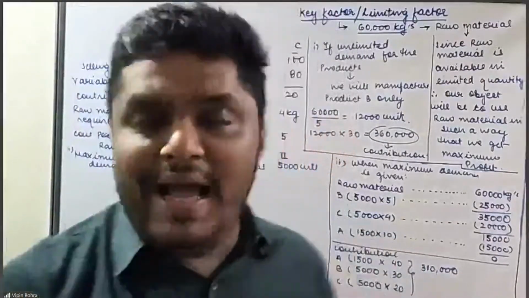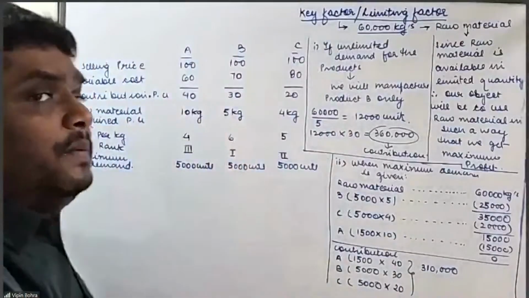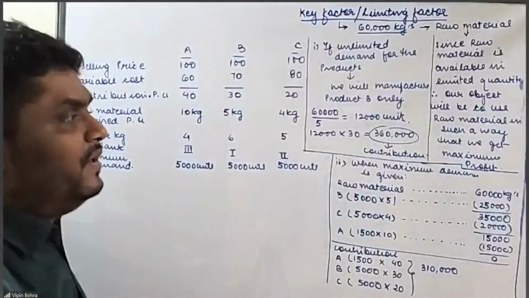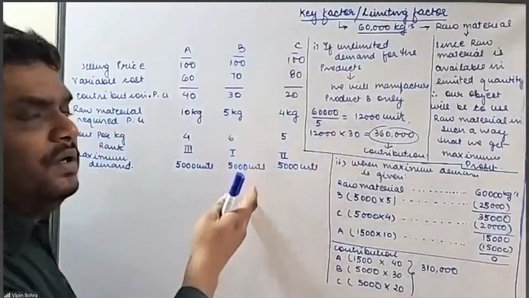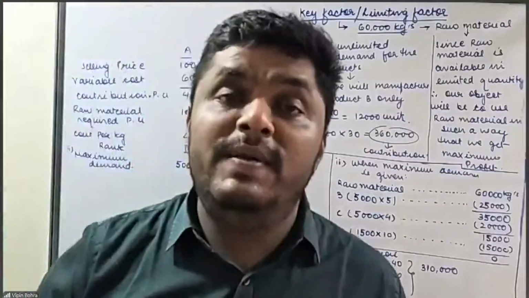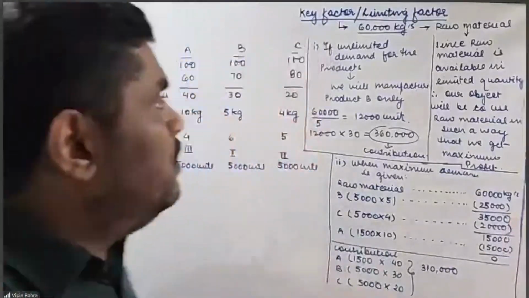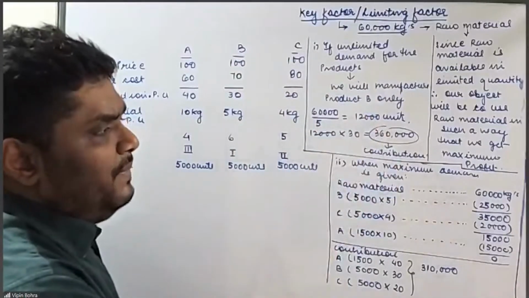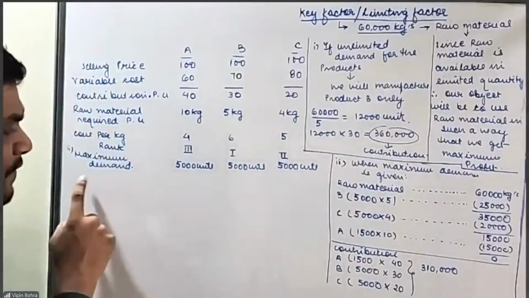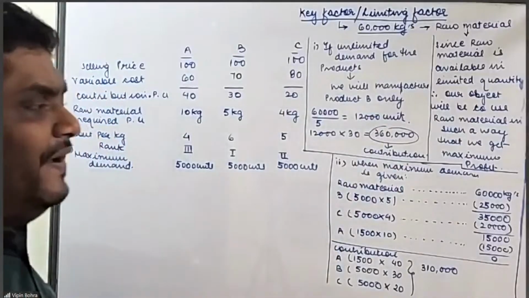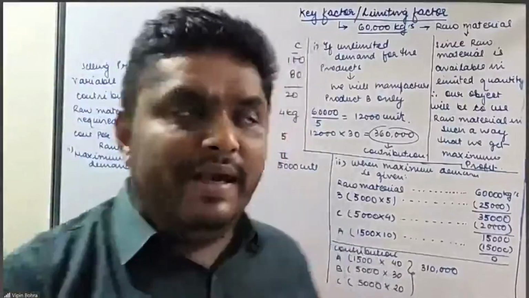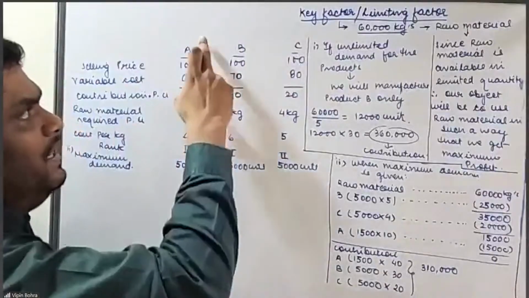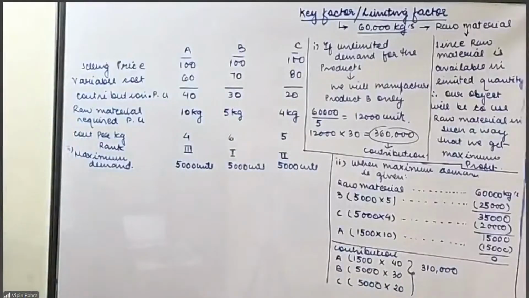Now let's say there is unlimited demand for every product, it means we can manufacture any product, and there is no need to manufacture another product. Then we will manufacture only product B, because product B can be sold in any quantity. So with unlimited demand, we will manufacture only product B, and 12,000 units we can manufacture. Second situation, wherein maximum demand is also given, that is 5,000 units. So we will check the priority order. First we will manufacture product B, second product C, and third product A.